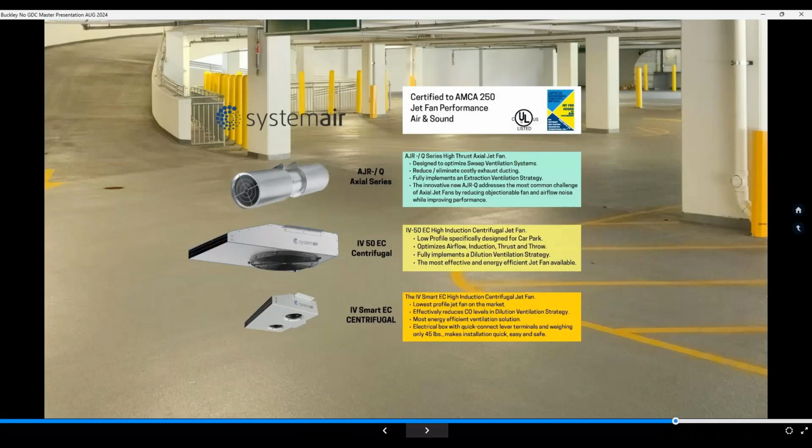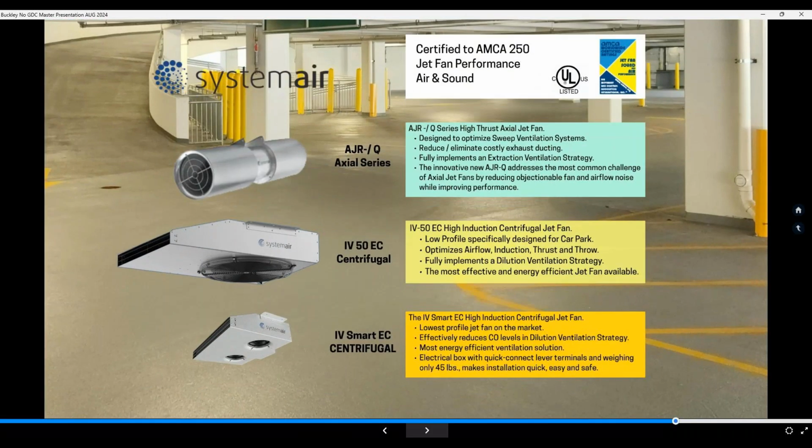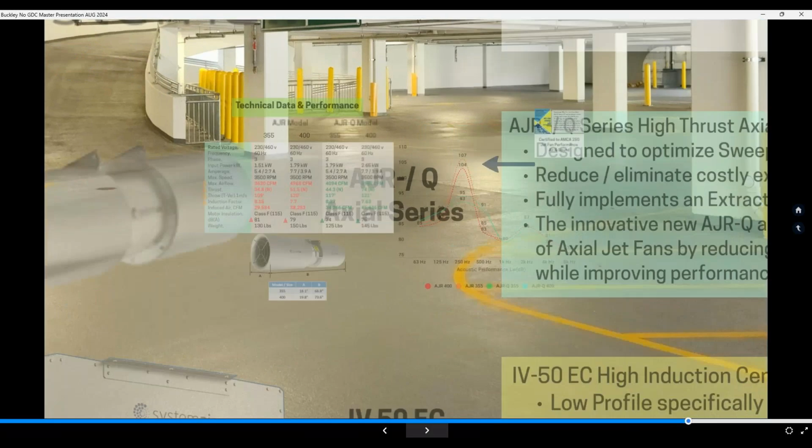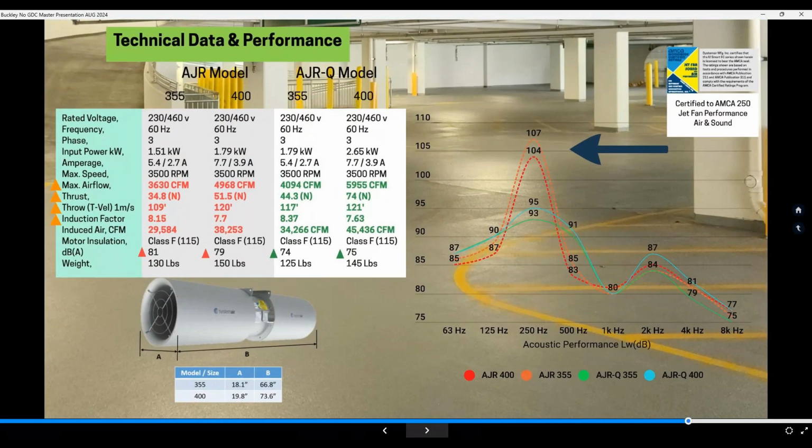So at SystemAir, we design, engineer, and manufacture axial jet fans and centrifugal jet fans of 50 newtons thrust and 12 newtons of thrust, and they are all AMCA 250 certified. One thing I want to point out about axial is SystemAir has two models of axial, and we recently introduced our AJRQ model. Now, one of the biggest objections to an axial jet fan, just call it what it is, they're loud, inherently loud, by design, even with integrated silencers.